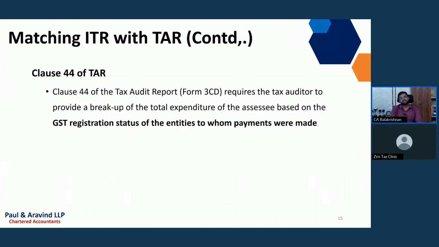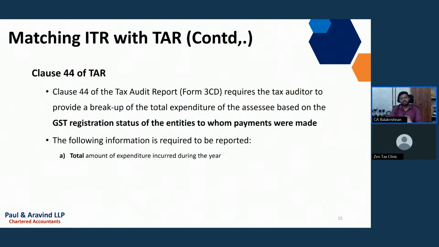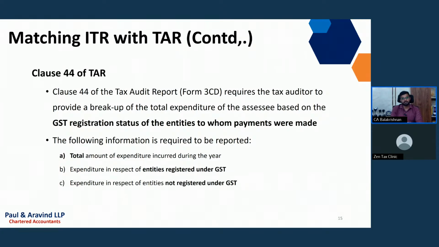This is a most crucial clause. This is clause number 44 of the tax audit report. Clause 44 covers GST registration, payments relating to GST expenses, and payments relating to expenses other than GST. Each bifurcation of expenses needs to be given as follows. The total amount of expenditure incurred during the year needs to be given, and expenditure in respect of entities registered under GST also needs to be given in clause 44 of the tax audit report. Also, expenditure relating to entities not registered under GST also needs to be given in clause 44.